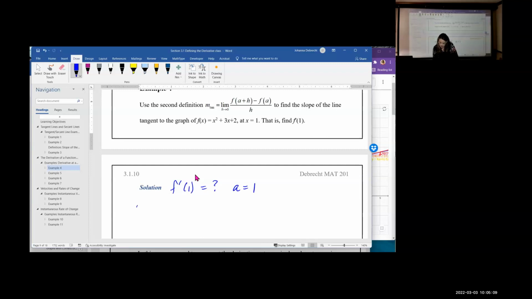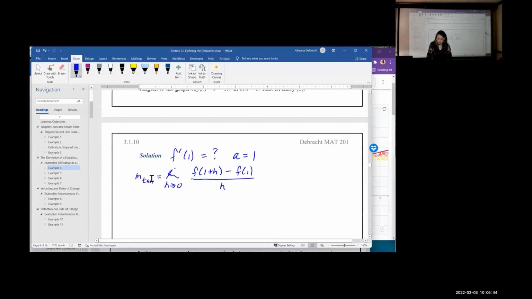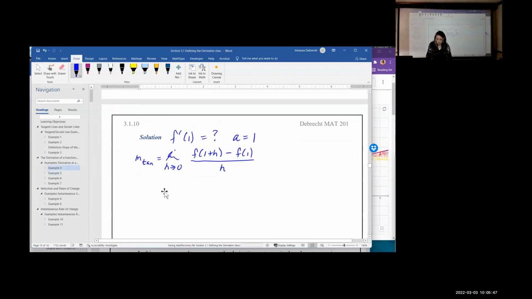So we're going to take the slope of the tangent line, and we have the limit as h goes to 0 of f of a plus h minus f of a all divided by h, but f of a plus h is going to be f of 1 plus h, minus f of 1. We know what a is. A is 1. So we're trying to find the slope of the tangent line at a particular point, not in general, and the point is 1. So now we have to do what the function is.